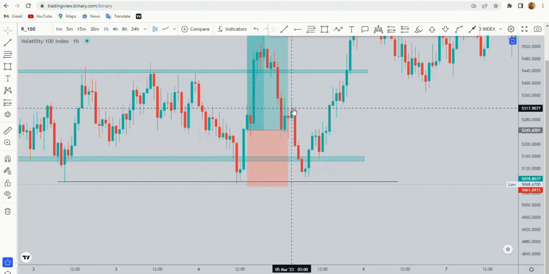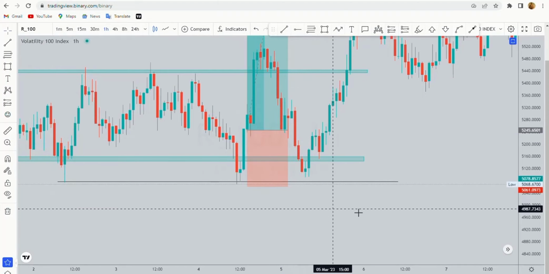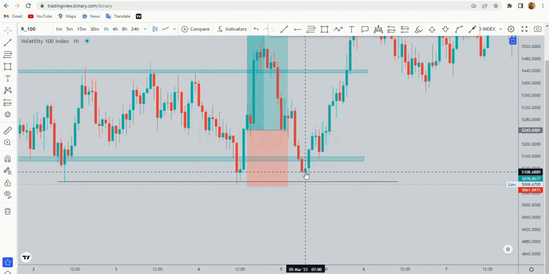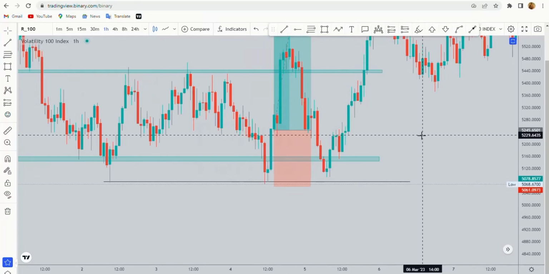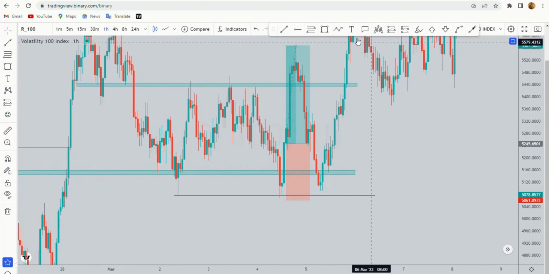Now you can see that the market has come back down, and we got something like a doji candle followed by an engulfing candle. What is that? That is a morning star. So when you get a morning star, what do you do? You just take a trade.